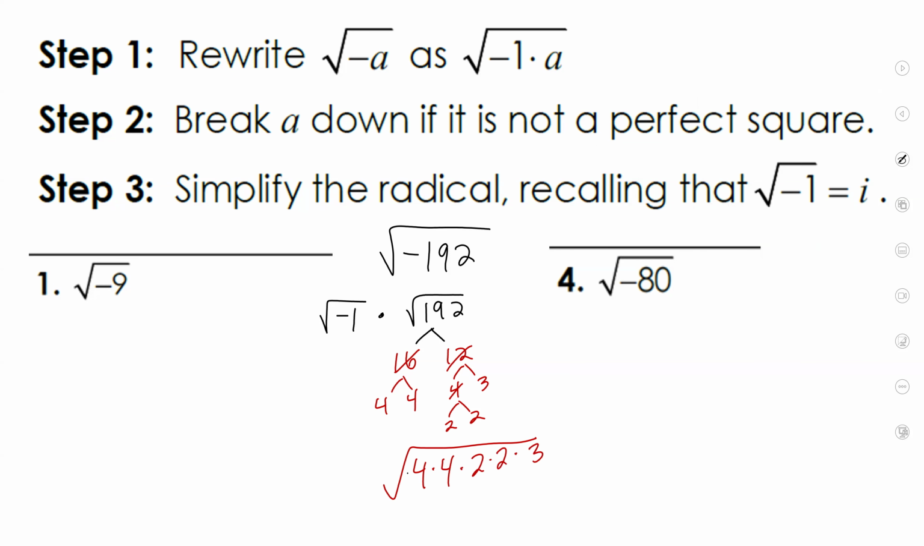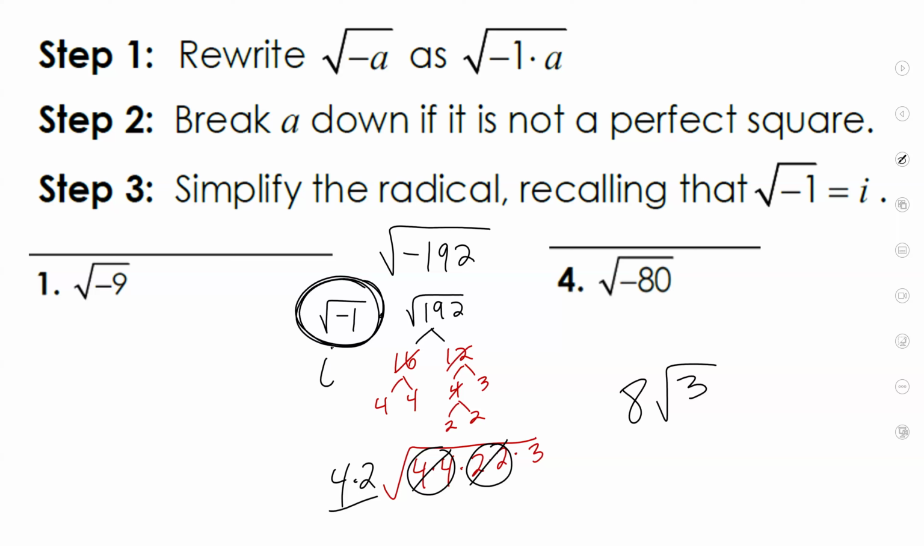All right, so here's a pair of 4s, cross it out, it goes outside. Here's a pair of 2s, cross it out, it goes outside. So on the outside, I have 8. On the inside, I have the square root of 3. And don't forget, what is the square root of negative 1? i. So I'm going to have an i. That's my answer.